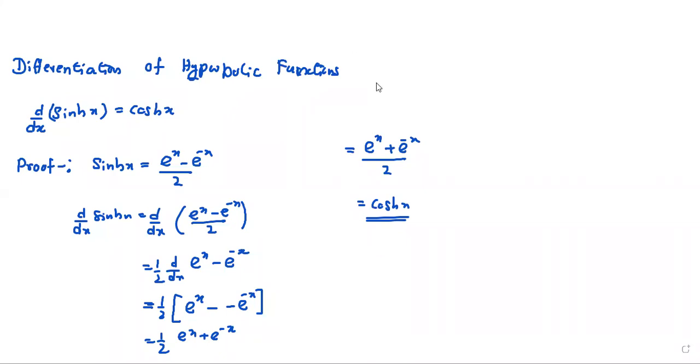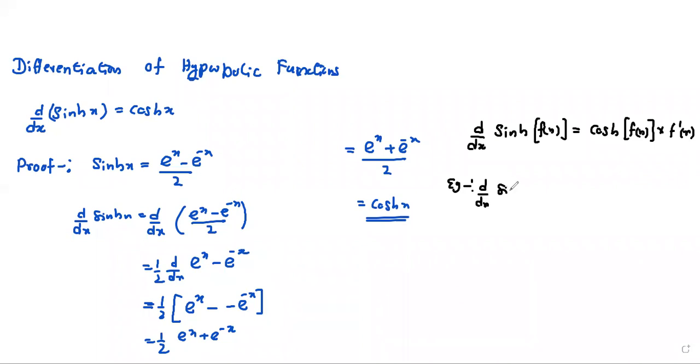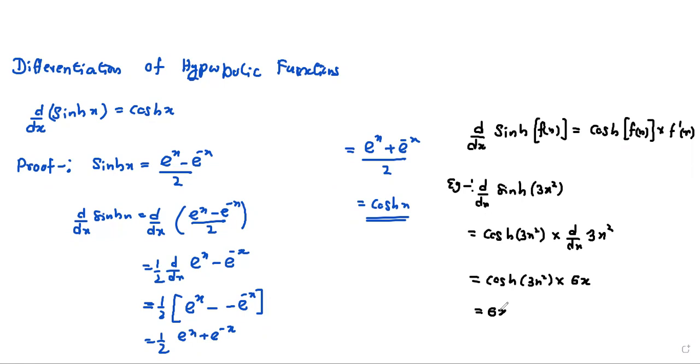Then this part I'll use a different color to represent. If you differentiate sinh of any function f(x), the answer is cosh of the same function f(x) times, again, the differentiation of the function given inside the bracket. We'll come up with an example. Let's say you want to differentiate sinh 3x squared. The answer is cosh 3x squared times the differentiation of 3x squared, which is 6x. So your final answer becomes 6x cosh 3x squared.